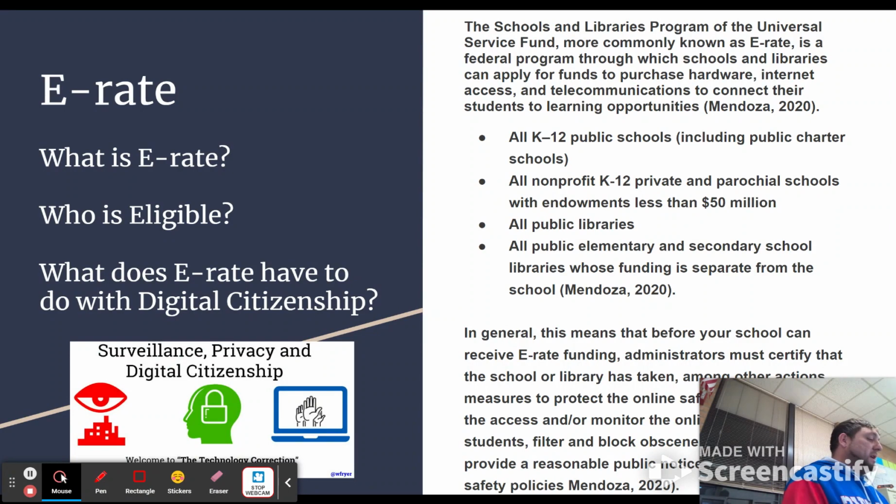And so what this is really summing up is that, to get these funds, you have to make sure that you're protected, your school's protected, that you do have guidelines in place to protect your students from anything online attacks or anything that they would post that would be detrimental to your school.